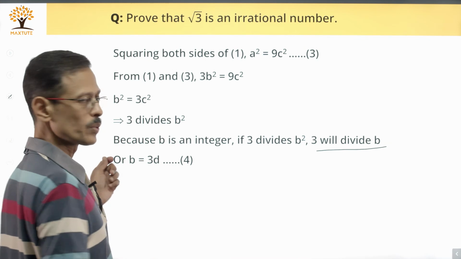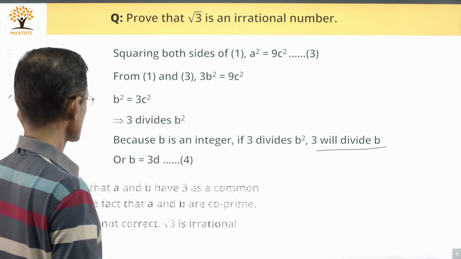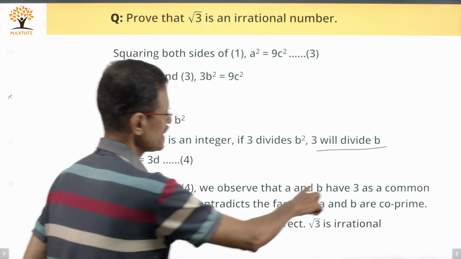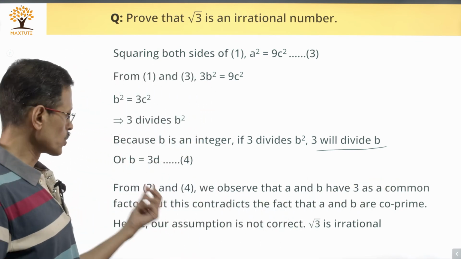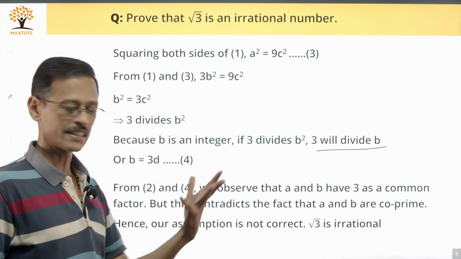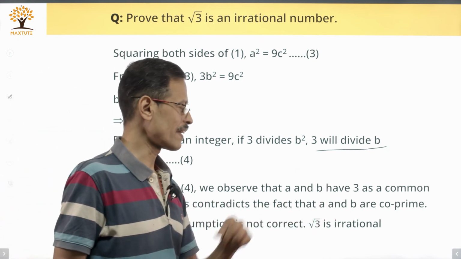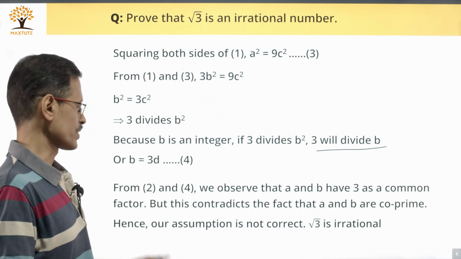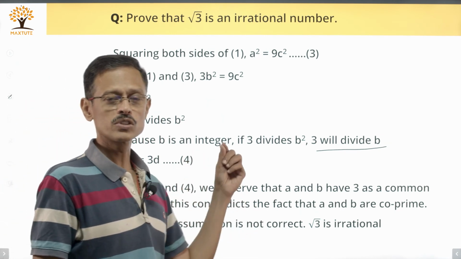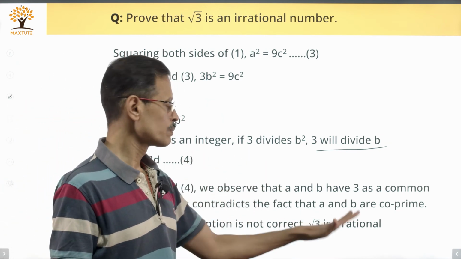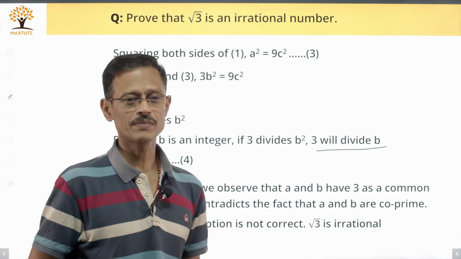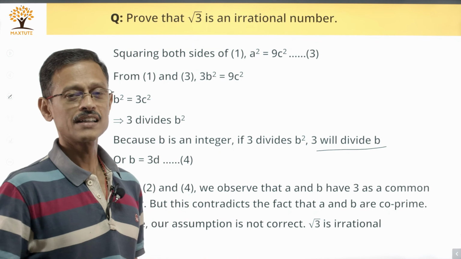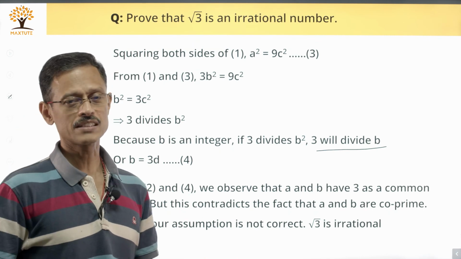And in equation 2, we know that a is divisible by 3, which clearly points to the fact that both these numbers a and b have 3 as a common factor. Note down, you write this step exactly as it is, you will get 3 marks. But this contradicts the fact that a and b are co-prime. This contradiction is because of our incorrect assumption. So the assumption that root 3 is rational is not correct, proving that root 3 is irrational, right? So you need to write these steps exactly as they are, you will get full 3 marks, and this is a question in which you should not miss the 3 marks.